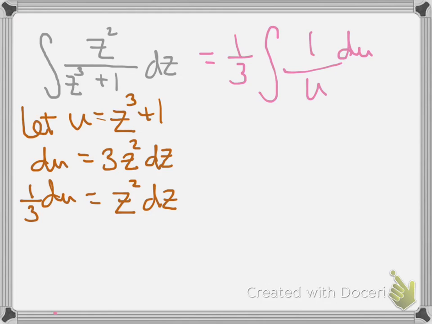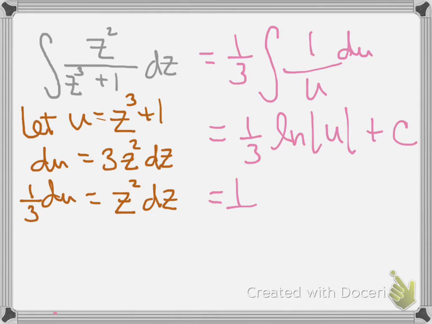We should know that the antiderivative of 1 over u becomes the natural log of the absolute value of u. You got that 1/3 still as a factor. We, of course, need our plus c, and then it'll be 1/3 natural log, absolute value of the quantity z cubed plus 1, and then all of that plus a constant.